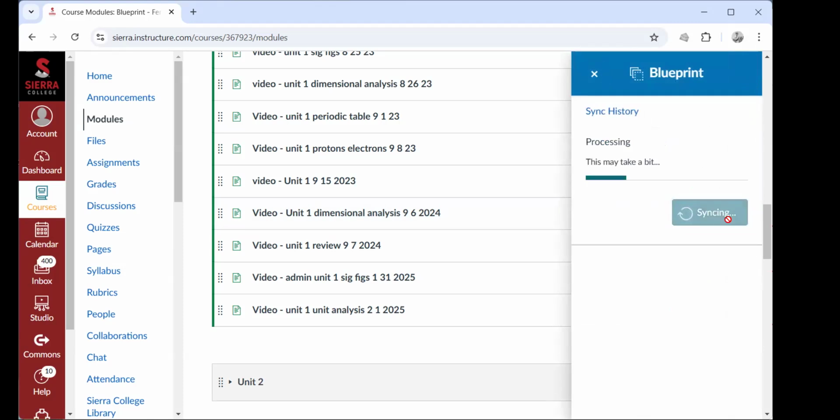Let me do another sync and see if that helps. You have a question about modules as well? No, it's different. Yes. Will you refresh your page?